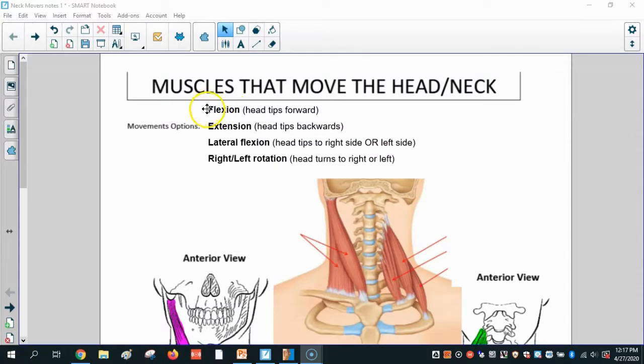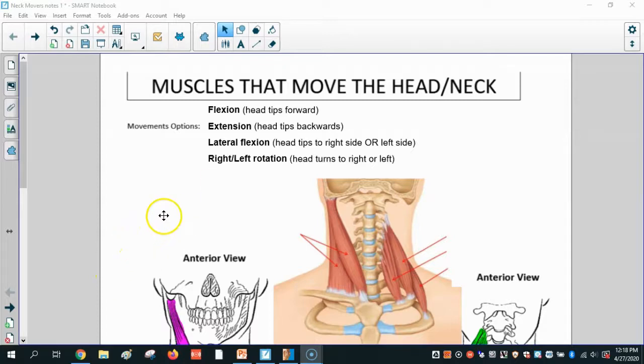So I've listed here we're able to do flexion where the head tips forward, extension where the head tips backwards. Then we can also do lateral flexion where the head tips to the right side or the left side. And just FYI, there is no medial flexion, that doesn't exist. So it's lateral flexion to the right or the left. And then finally, we have the option of right or left rotation where you literally turn your entire head to look to the right or look to the left.